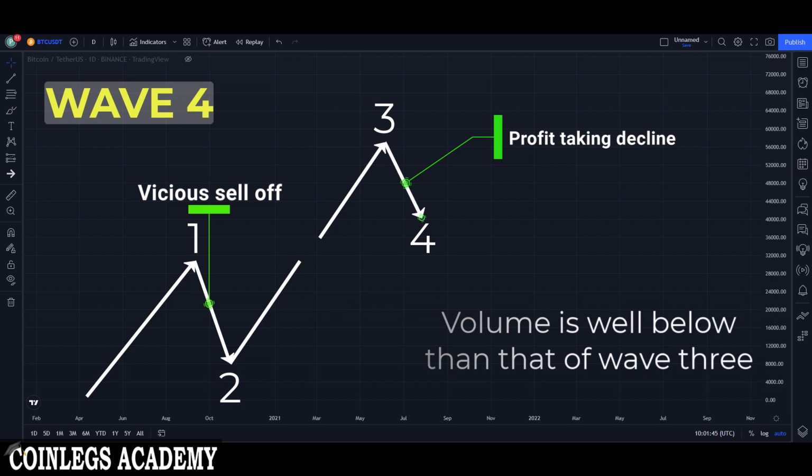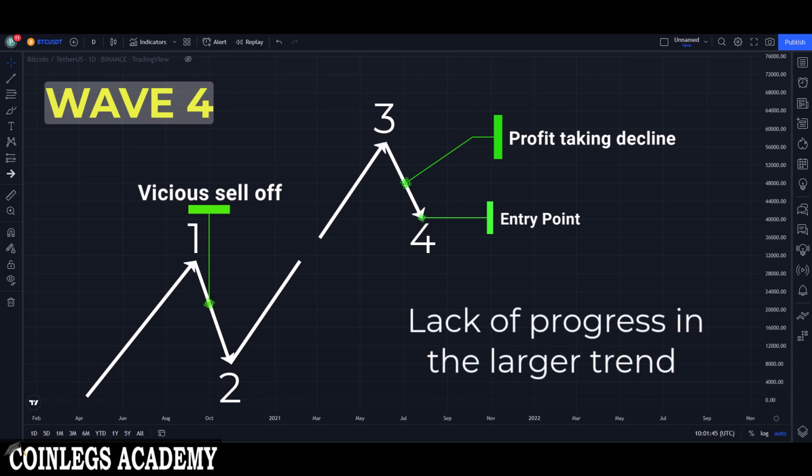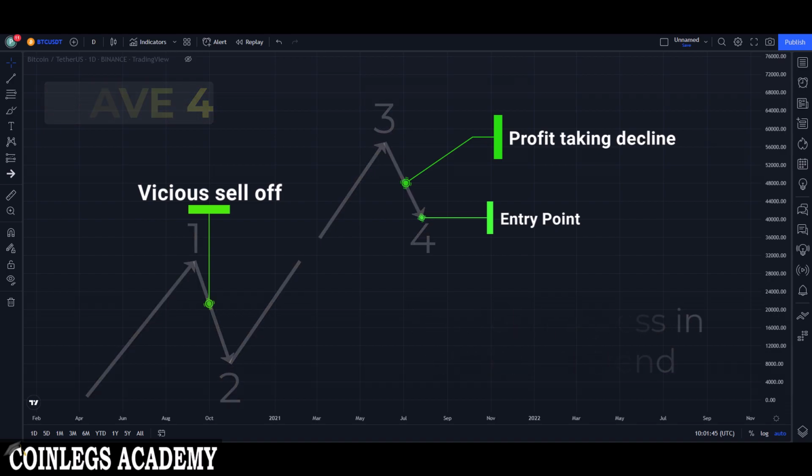This is a good place to buy a pullback if you understand the potential ahead for Wave 5. Still, fourth waves are often frustrating because of their lack of progress in the larger trend.